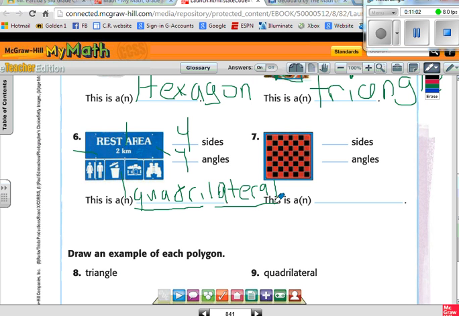Okay, this also has four sides and four angles. What can I call that? A quadrilateral too, or I can call it a square. This I could call a quadrilateral or a... number 6. Is that a square? A square has to have all the sides of the same length. Number 6, is that a square? No. What would you call it then? Rectangle. Not a triangle. A triangle has three sides. This one has four.